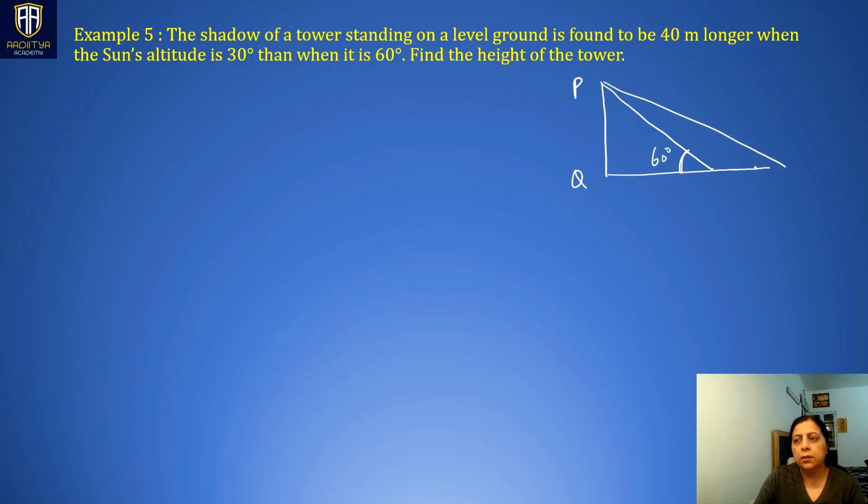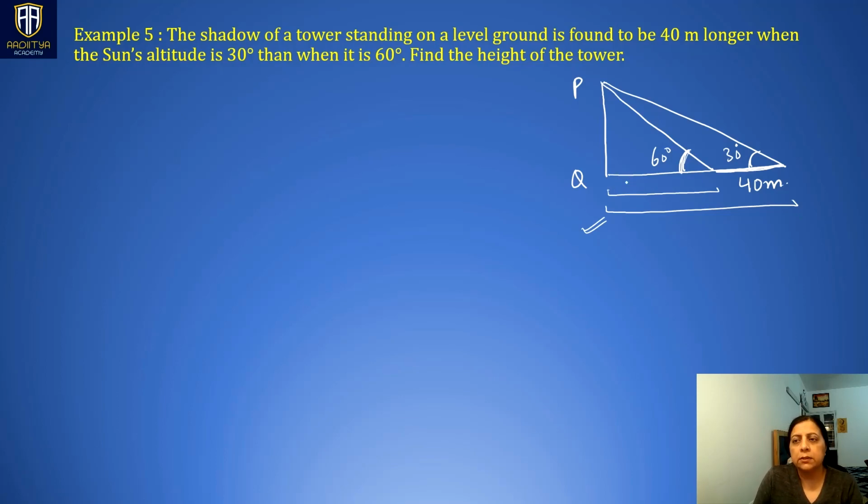So in this case, the shadows are forming in two different cases. In one, the angle of elevation is 30 degree. The other, the angle of elevation is 60 degrees. So now it says, shadow of a tower standing on the level ground is found to be 40 meter longer. These are the shadows. In first case, this is the shadow when the angle of elevation is 60 degree. And this is the total length of shadow, when the angle of elevation is 30 degrees. Now this is 40 meters longer. That means this difference of shadows is 40 meters. In the previous case, when the angle of elevation is 60, the length of shadow is smaller by 40 meters.